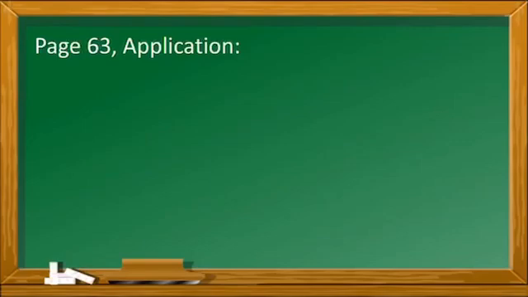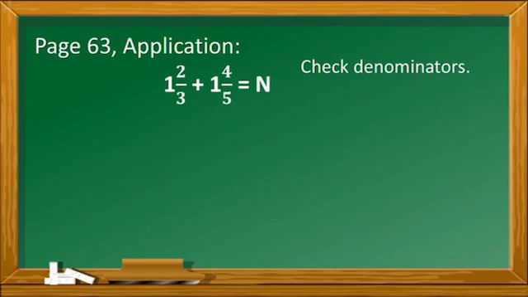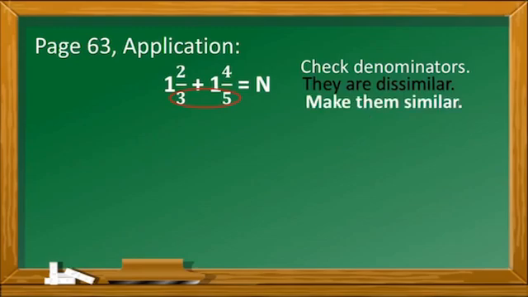Let's do more on page 63 application. 1 2/3 plus 1 4/5 equals n. First, check the denominators. We have 3 and 5. They are dissimilar. Let us make them similar. How? Find the least common multiple or LCM of 3 and 5.